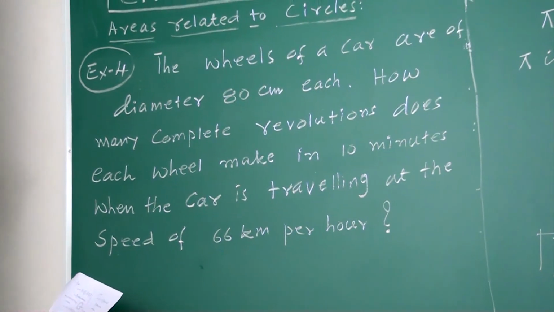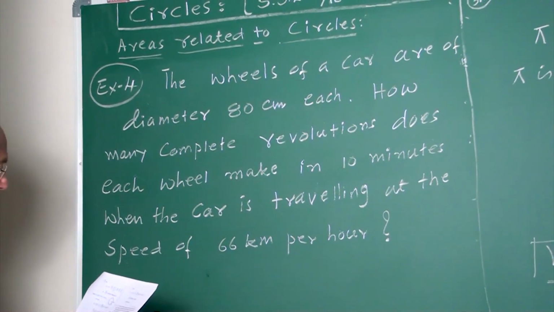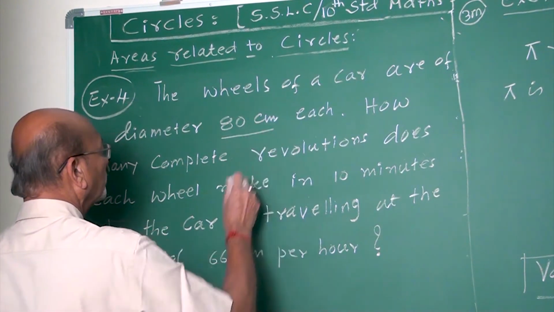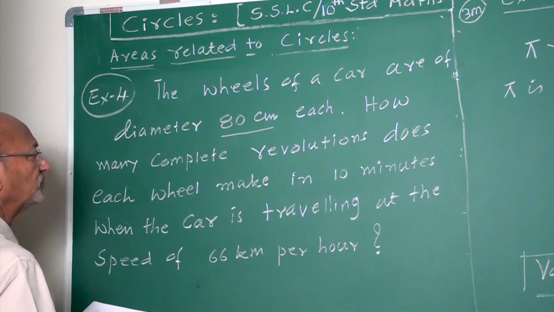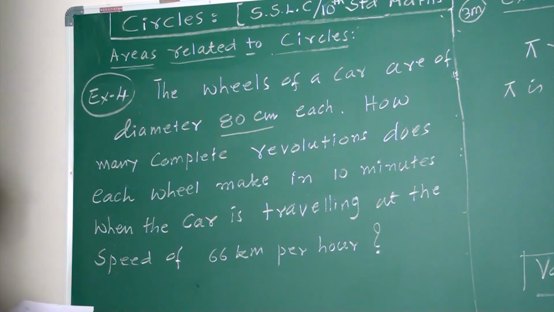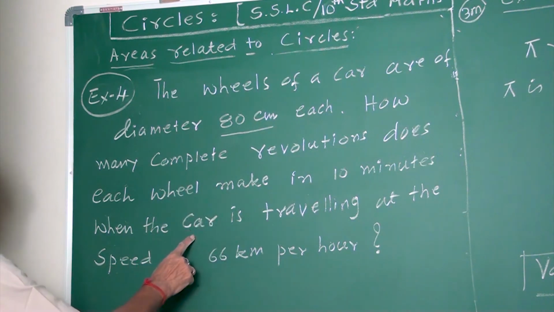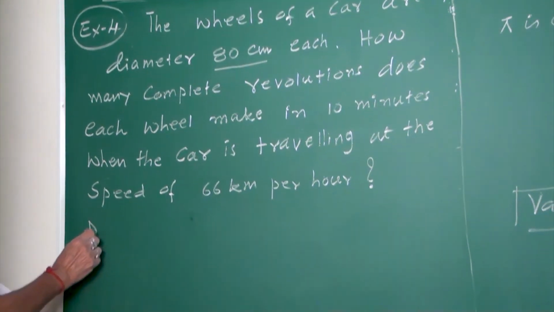The wheels of a car are, what is the diameter? Diameter is 80 centimeters. Then what is the radius? Half of this, that is 40. How many complete revolutions does each wheel make in 10 minutes when the car is traveling at the speed of 66? Yes, then you have to find first the distance traveled.